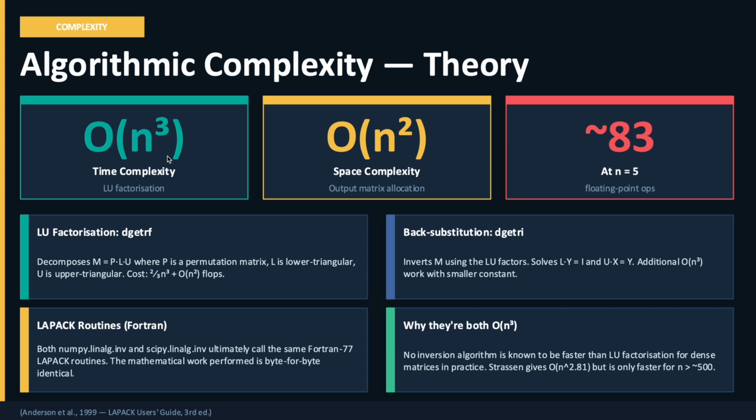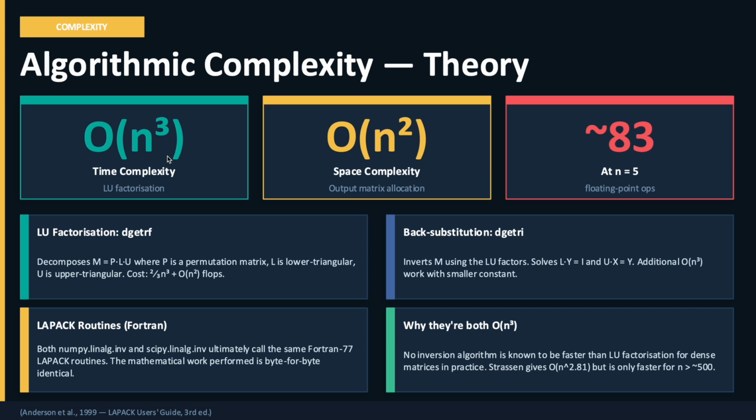After that, we have the space complexity, which is quadratic. This is just an output matrix for n equals 5. That's 25 float values, exactly 200 bytes. It's not too much, but it still takes a little bit of time.